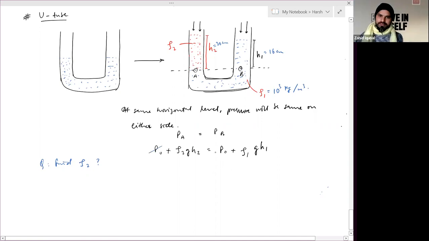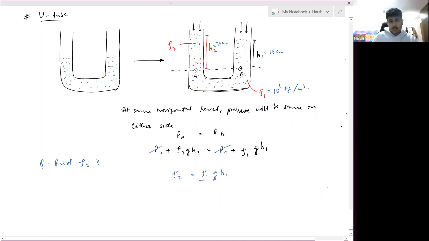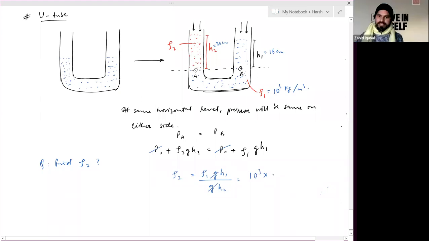P0 and P0 will cancel out from either side. We have to calculate rho 2, so we may write rho 2 equals rho 1 g h1 divided by g h2. g and g will cancel out. The value of rho 1 is 10 to the power 3, and h1 is 16 centimeter, divided by h2, which is 20 centimeter.